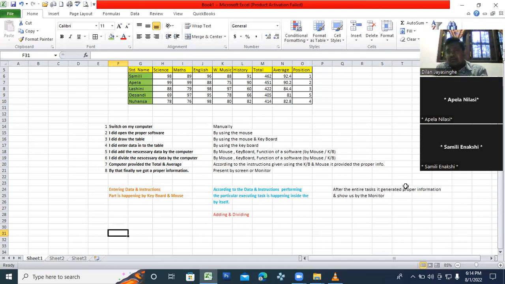Right, very good. Then write down the topic. Write down the topic: working process of the computer.